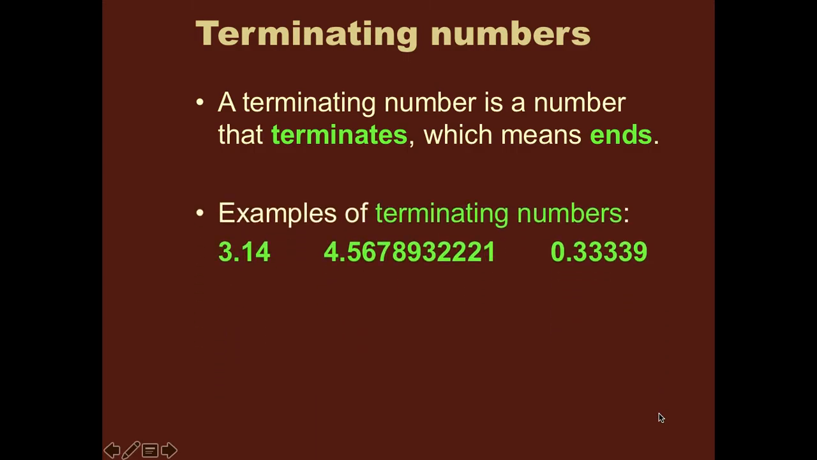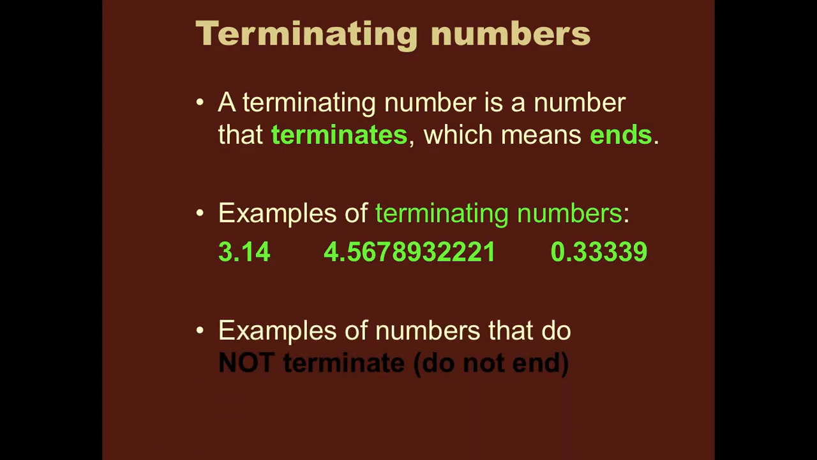Example, 3.14, 4 point this number, it has all ended. Even after repeating, we are ending at the end. So this is called a terminating decimal. But examples of numbers that do not terminate or do not end are these. For example, this number keeps on repeating. Then we have pi. Then we have another number, but it's not repeating in the same pattern or in the same form.